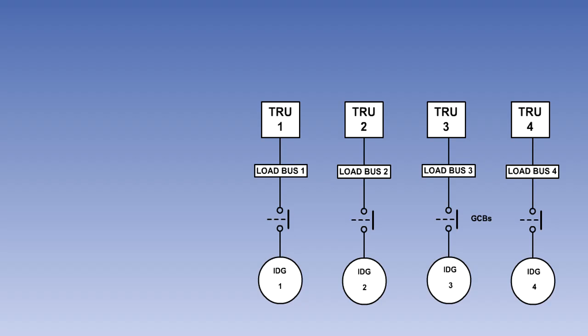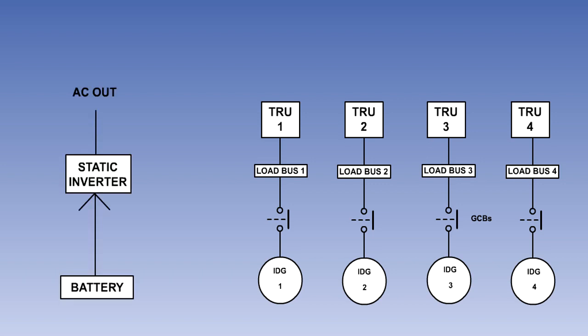DC loads are supplied from transformer rectifier units connected to the load bus bars. Emergency AC power is provided by a static inverter supplied by the aircraft battery and emergency DC power directly by the battery. These systems are connected in much the same way as in a split busbar system and are fully explained in the split busbar systems lesson.